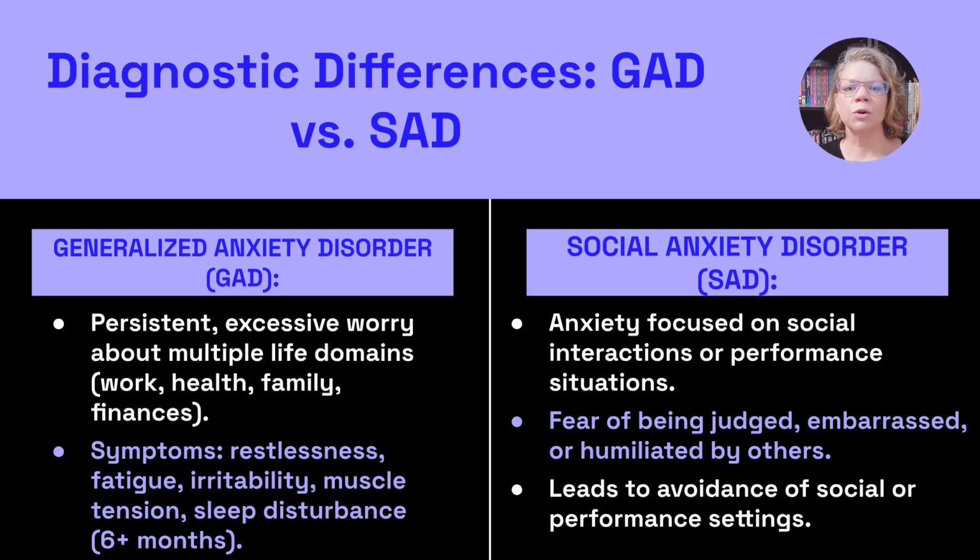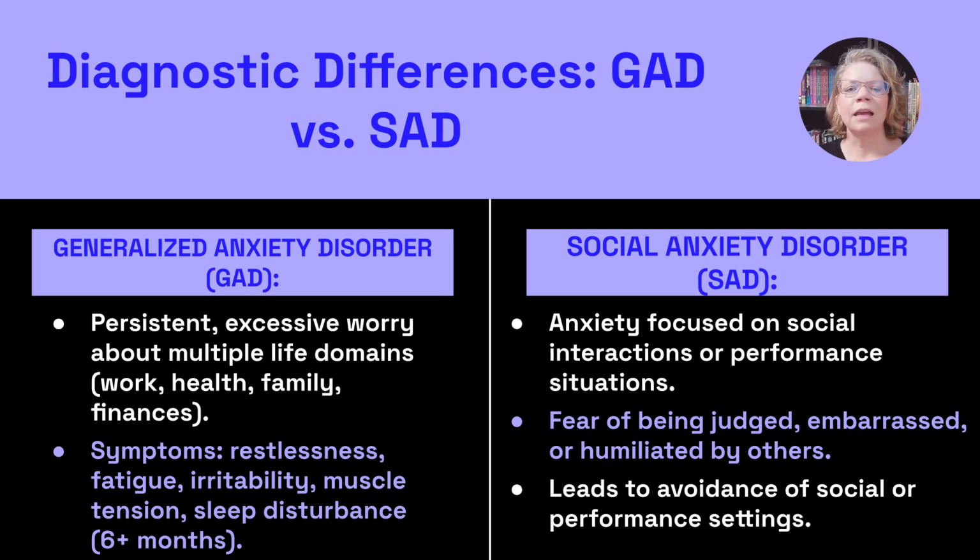In generalized anxiety disorder, or GAD, individuals experience persistent, excessive worry about various domains: work, health, finances, or families. Symptoms include restlessness, fatigue, irritability, muscle tension, and sleep disturbances for at least 6 months.